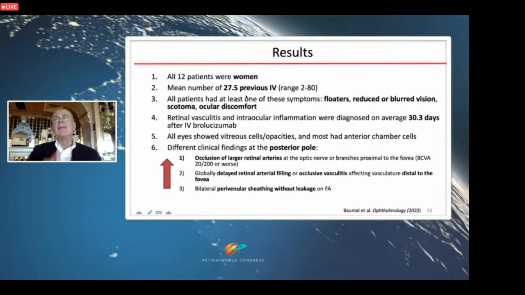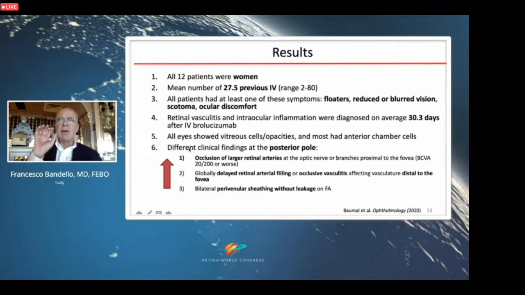All patients had at least one of the typical symptoms: floaters, scotoma, ocular discomfort. Retinal vasculitis and intraocular inflammation were diagnosed on average at 30 days. So the first important information is: be careful, women, be careful 1 month after injection, you must be really very careful. All eyes showed vitreous cells and opacities, and most had anterior chamber cells.